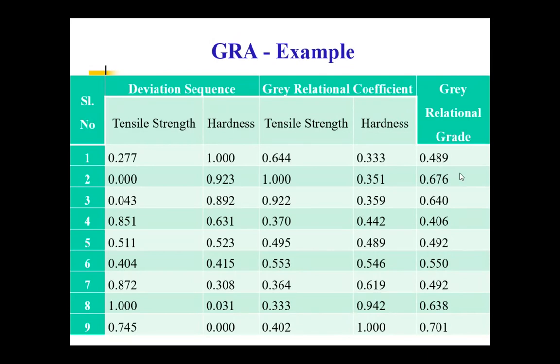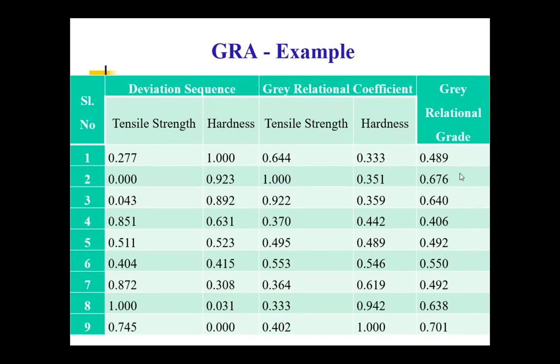For the second tensile strength, it is calculated with the formula 0 plus 0.5 of 1 divided by 0 plus 0.5 of 1, because in the second experiment the deviation sequence for tensile strength is 0. So 0 plus 0.5 into 1 gives the value of 1. Similarly for hardness and for the remaining experiments, we have to calculate the gray relational coefficient.